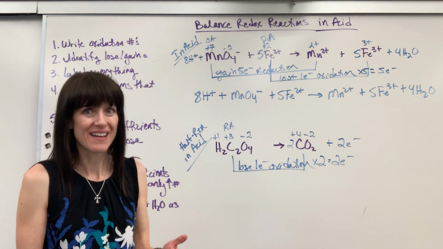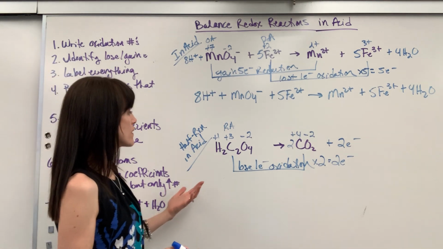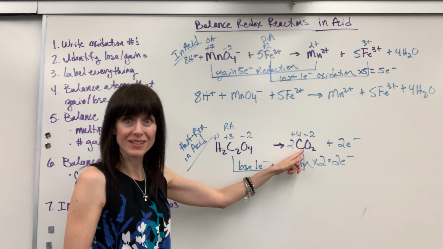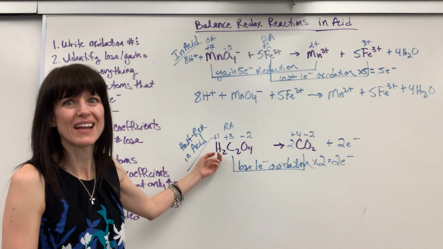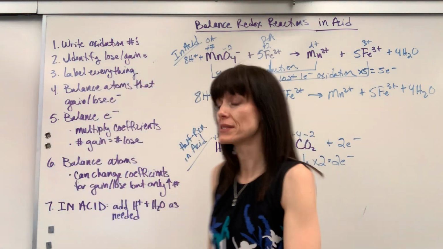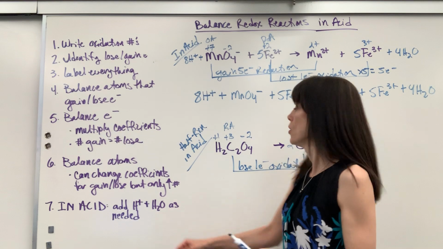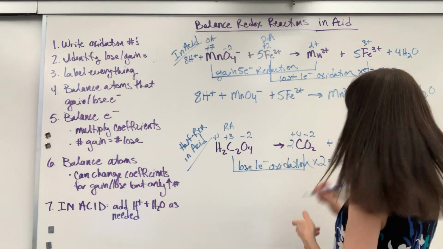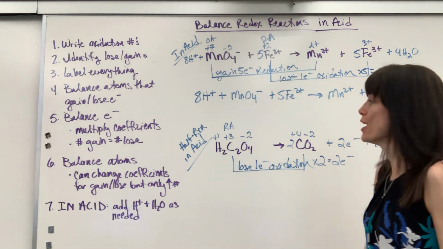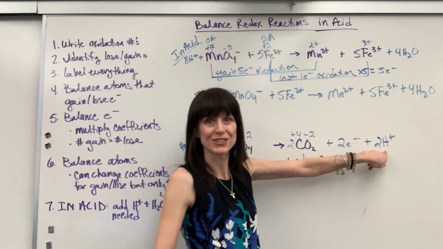Next, okay, let's balance our atoms. The electrons look good, now we need to balance our atoms. I've got 2 carbon, 2 carbon, 4 oxygen, 4 oxygen, nice. But check it out, I have hydrogen right here and 0 hydrogen over here. So what can I do? This is an acid. I can add water and hydrogen ion anywhere I want. Well, if I have 2 hydrogen here, to balance that, all I have to do is add 2 hydrogen ions. 2 hydrogen for you right there.